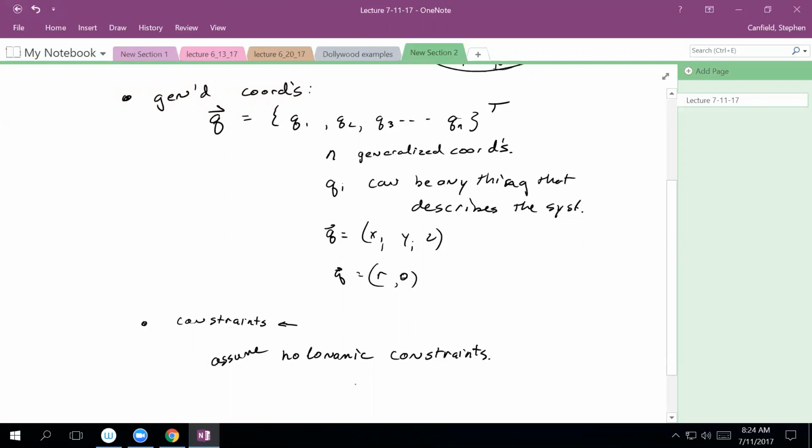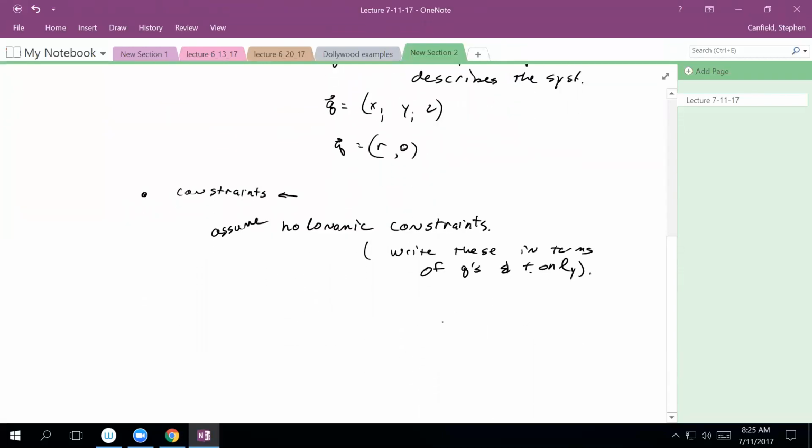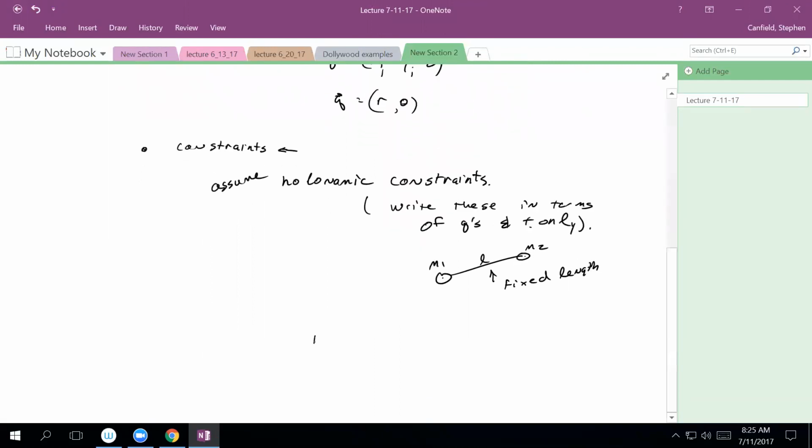Oh, and just so you're not sitting there saying, well, what is this? Remember, holonomic constraints are constraints that you can write in displacement form or in position form. I can write these in terms of the Qs and time only. That's the idea of the holonomic constraint. So if I had two particles, M1 and M2, separated by a rigid length L, L is a fixed length, that's a constraint. That constraint can be written in terms of the coordinates of each end. They have to be some fixed distance apart. I can write that just in terms of the Qs. That's the idea of the holonomic constraint. And the prototypical non-holonomic constraint is the wheel rolling on the ground.